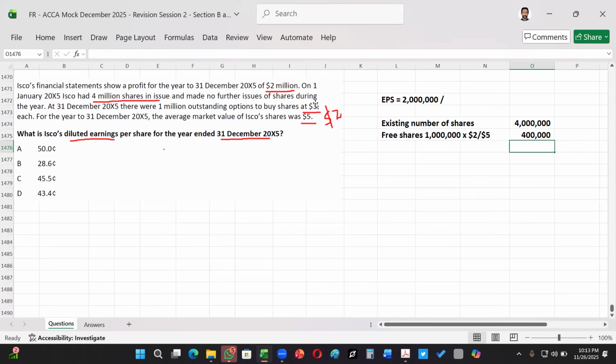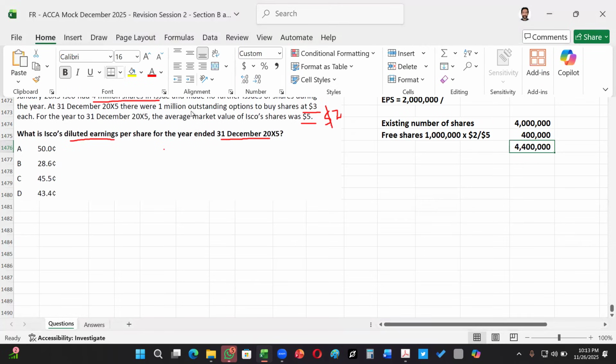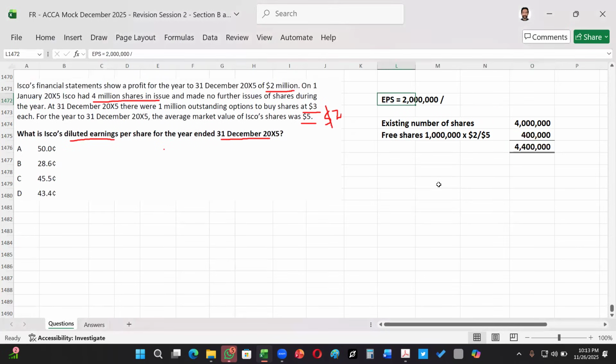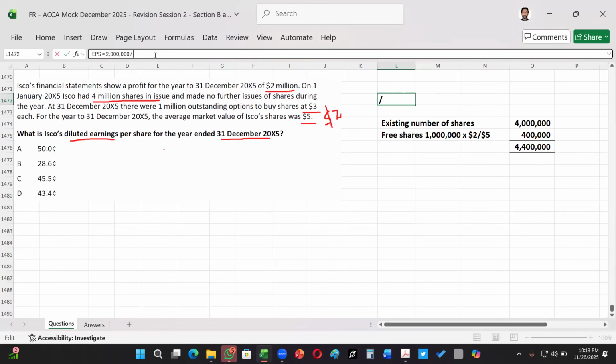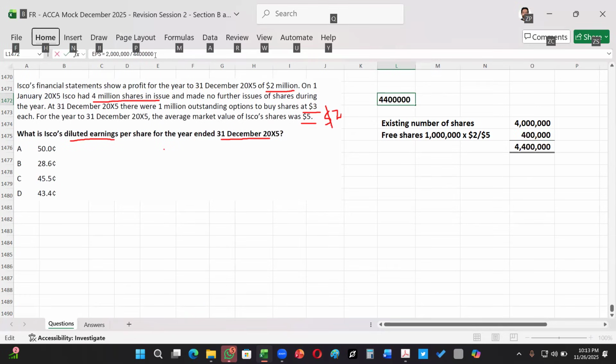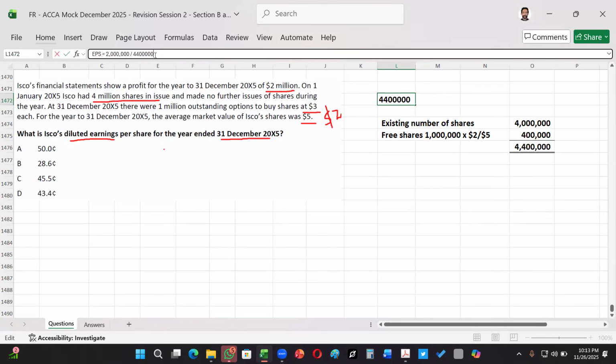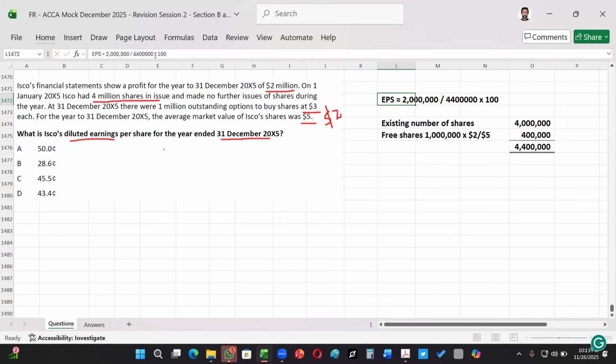What we are paying is only $3 at a date when the normal price is 5. So that is going to help us reach the value which is 4.4 million. That is the number of shares now. If we calculate this value, we can use it here, and multiply by 100. So that is going to get us the answer.